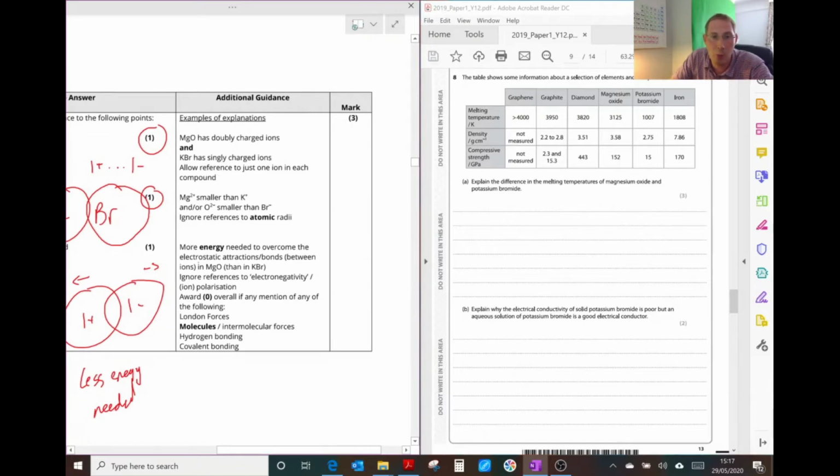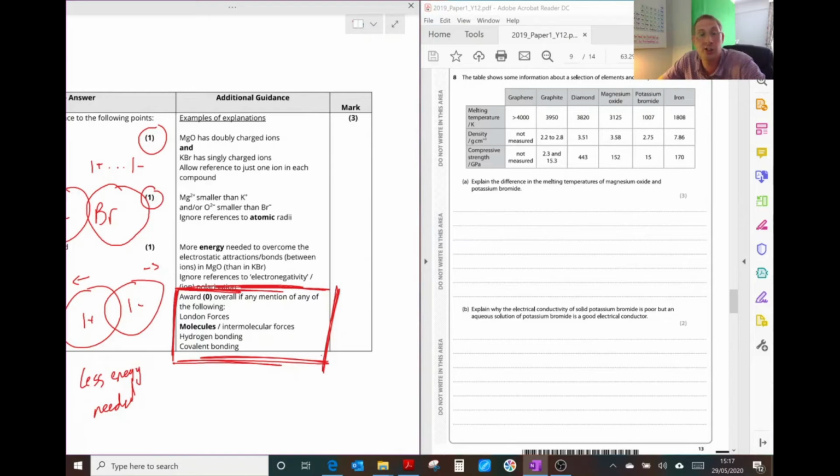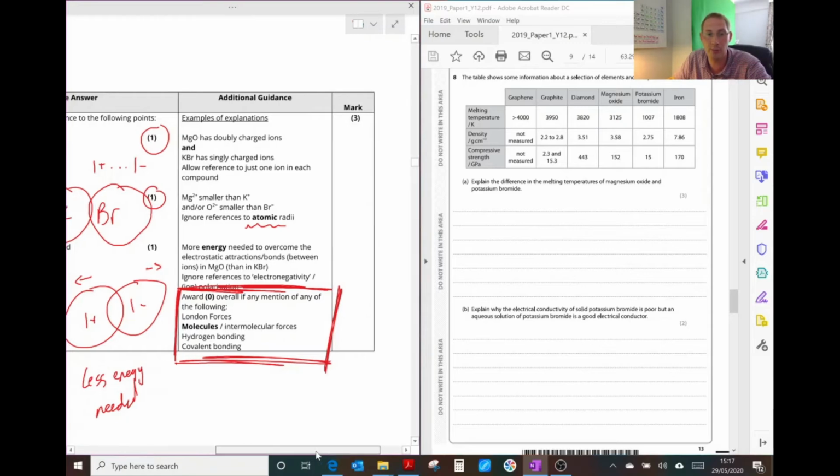Award 0 overall if there is any mention whatsoever of London forces, any molecules, intermolecular forces, hydrogen bonding, covalent molecule. Any mention of any of those things, you get 0 automatically. Really harsh, but that was the 2019 paper. It does say ignore references to electronegative, and you had to be careful to talk about ionic radii rather than atomic radii.